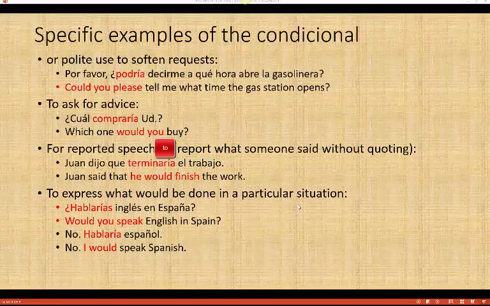And the last one here is to express what would be done in a particular situation. And then again, we have that would in there. So, ¿hablarías inglés en España? Like, would you speak English in Spain? So, on a general basis, no. Yo hablaría español. I would speak Spanish. That's what I would do.